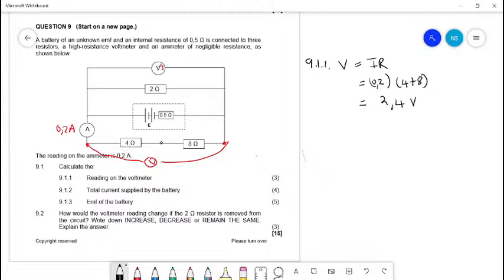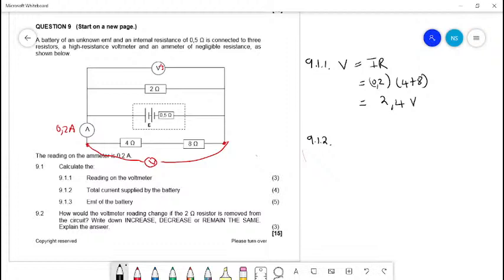So if the voltage of this branch is 2.4 volts, it means that the voltage of everything connected parallel to this branch will be 2.4, because voltage remains the same in a parallel connection. Okay, so therefore that's the voltmeter reading. 9.1.2, they want us to calculate the total current supplied by the battery.